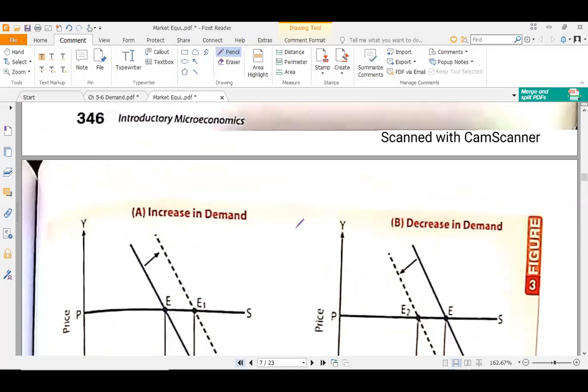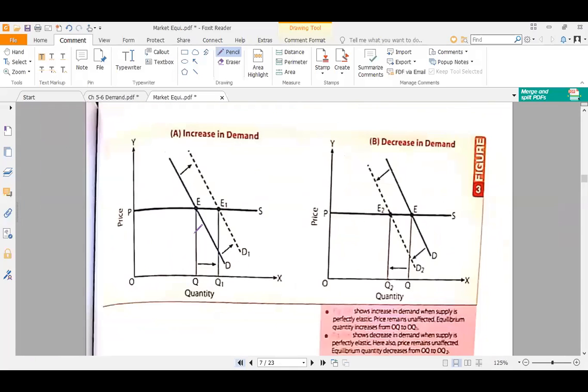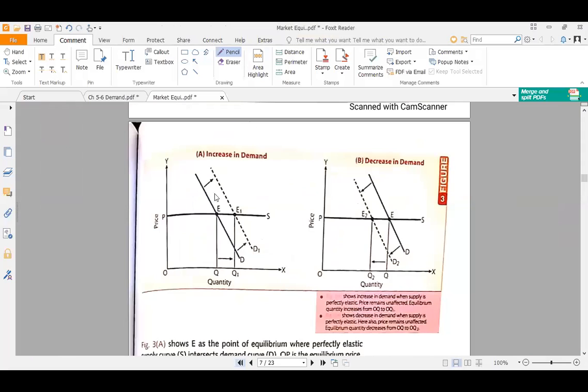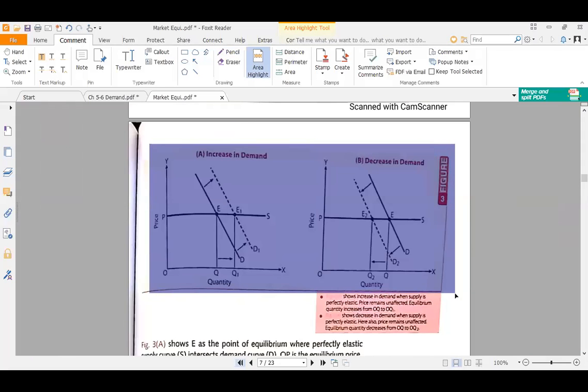We are going to do a few exceptional cases. This is increase in demand and decrease in demand, right? We did this in the case of perfectly elastic supply. We did this one right now. This one was your homework.